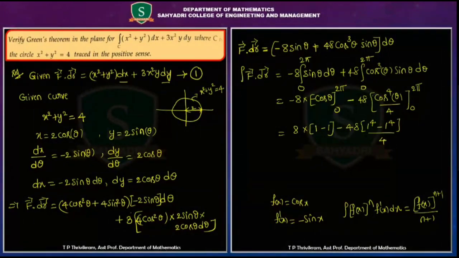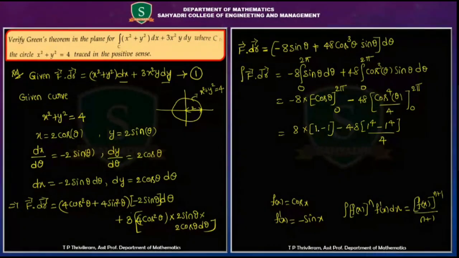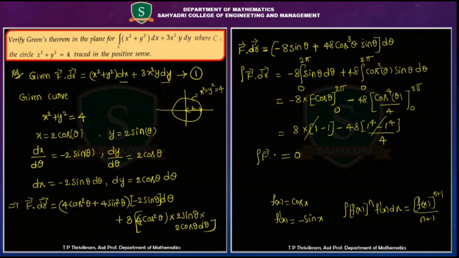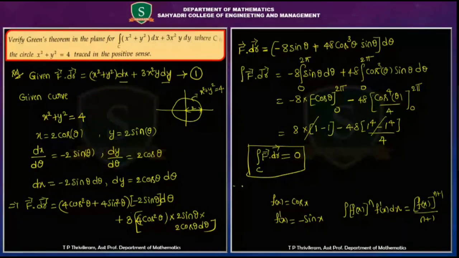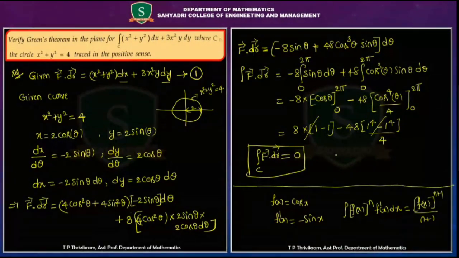Divided by 4. So 1 minus 1, 0. So this will vanish and this also will vanish. So the answer is 0. So the integral f dot dr value, you got it as 0. So this is for rough work. You can note it. Next, we have to prove this by Green's theorem. Okay, so let us see.